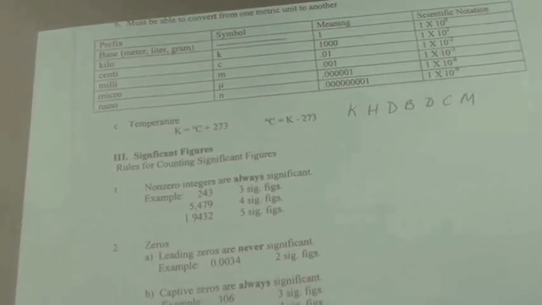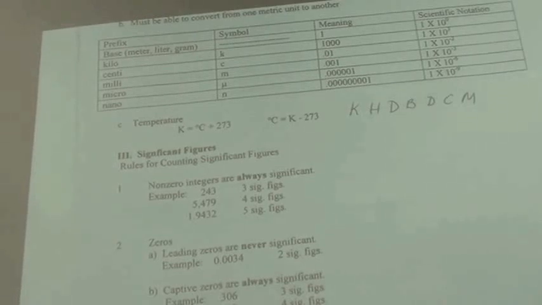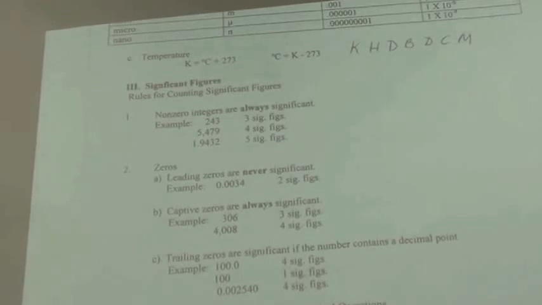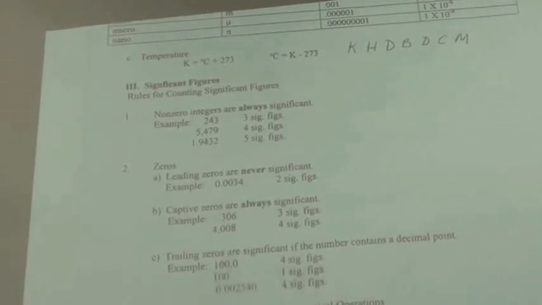Trailing zeros are irritatingly odd. Trailing zeros are only significant if the number contains a decimal point. I spy a decimal point, therefore all the trailing zeros are significant. I do not see a decimal, therefore none are significant. What I see here are a mix of leading and trailing zeros. Still never significant, even if there is a decimal. This becomes significant because there is a decimal. There are 4 sig figs.